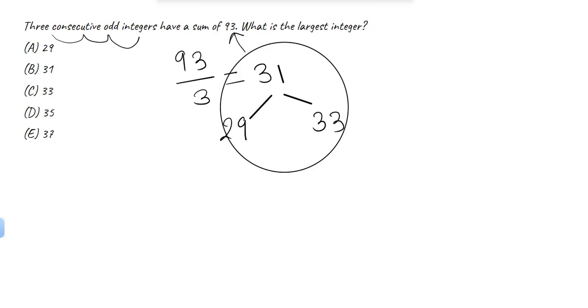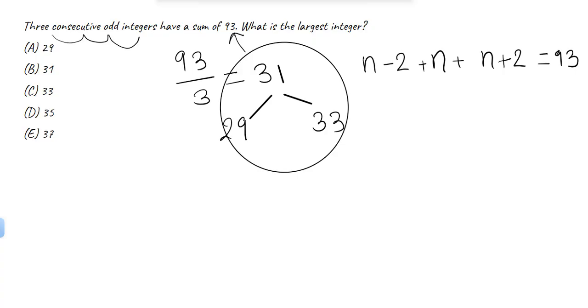Now we can find it another way. So n is the middle number. Now n minus 2 is the number less than n, and n plus 2 is the number greater than n. And the sum is given, which is 93. So that is equal to 93.